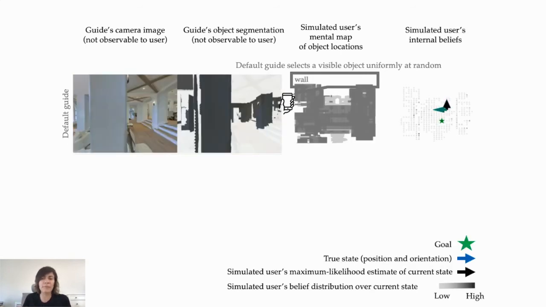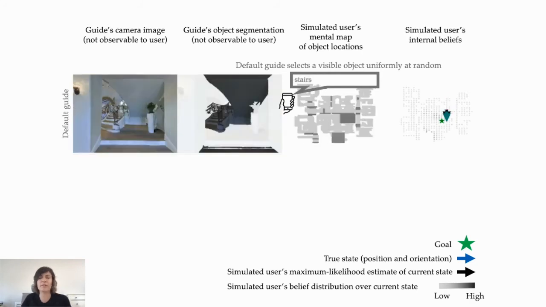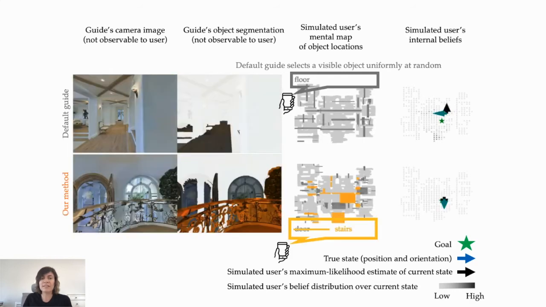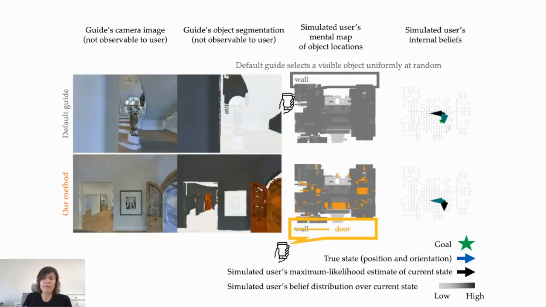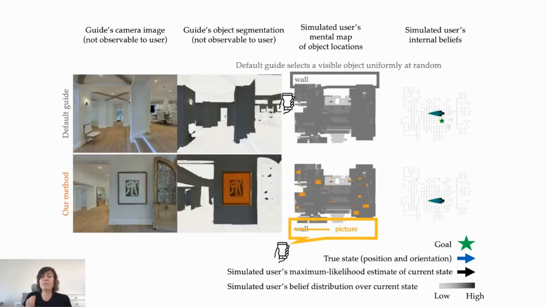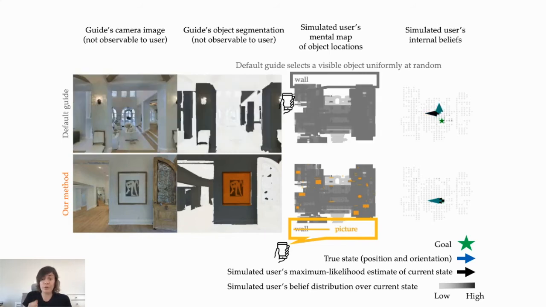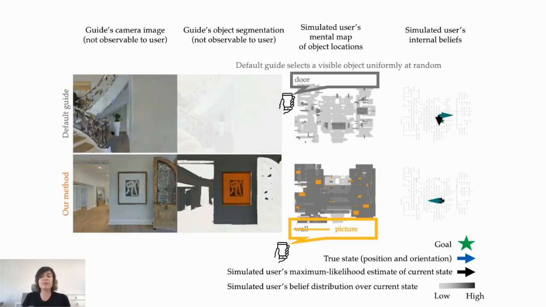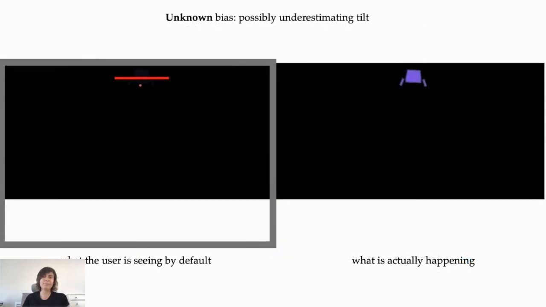But nonetheless, you'd update your understanding of where you are based on that to the best of your abilities, and you try to navigate. Now, in contrast, our guide selects objects to tell you that are going to be informative to you. And this tends to result in more accurate user beliefs, and as a result, in the user taking less time to reach their goal. This is what we see in our experiments.